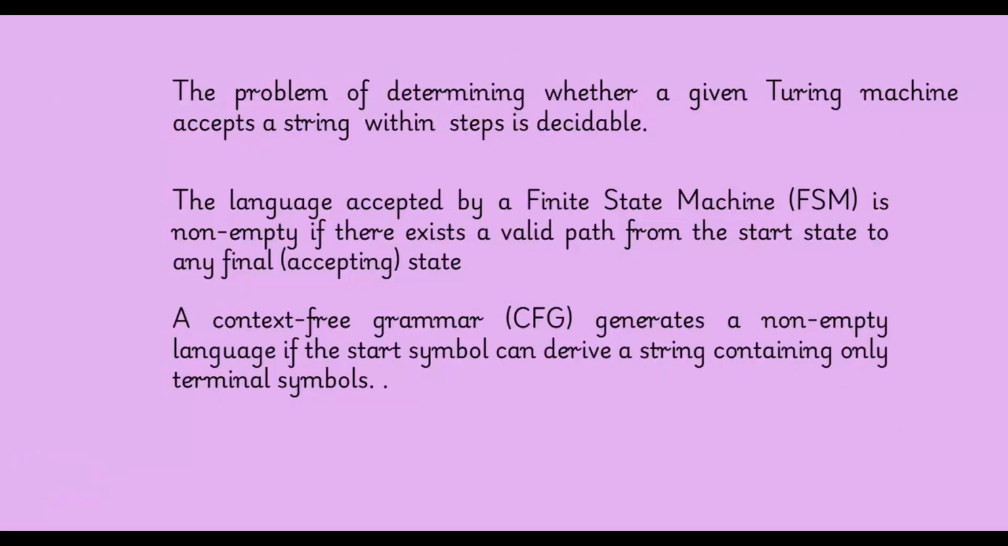Let us further explain the concepts. The problem of determining whether a given Turing machine accepts a string within a finite number of steps is decidable. The language accepted by a finite state machine is non-empty if there exists a valid path from the start state to any final accepting state. So again, this is also decidable. A context-free grammar generates a non-empty language if the start symbol can derive a string containing only terminal symbols. So this is also decidable.